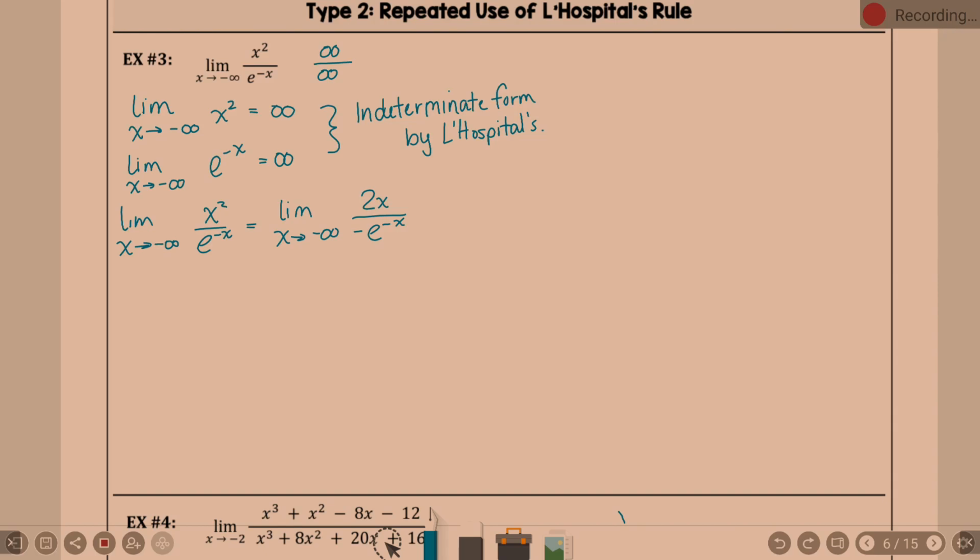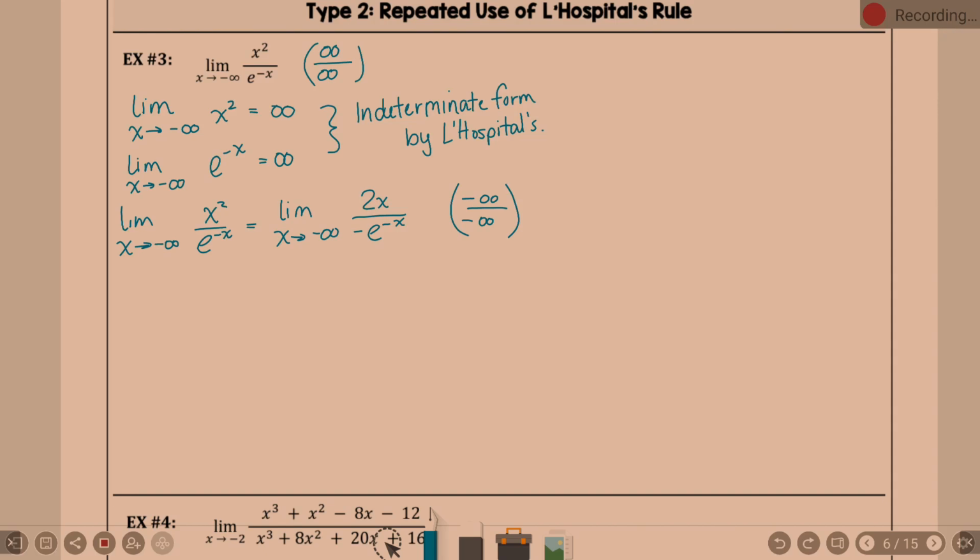Okay, let's plug in. 2 times negative infinity. A negative infinity. Okay? Denominator. Negative of e to the negative of negative infinity. Negative infinity. Yeah, because it becomes e to the positive infinity again, but it's negative that. Negative infinity. What just happened? Still indeterminate form. Guess what we get to do? You get to do L'Hopital's again.